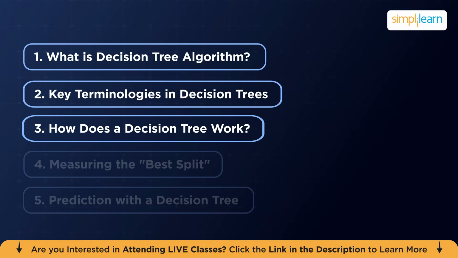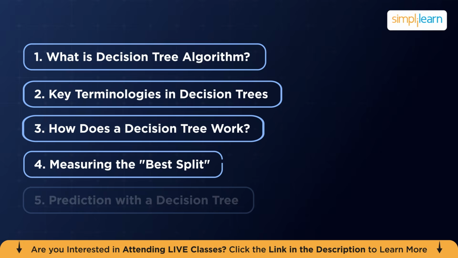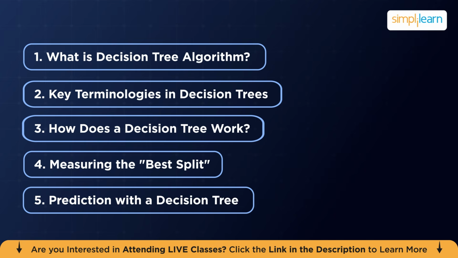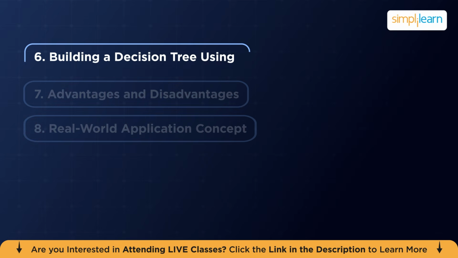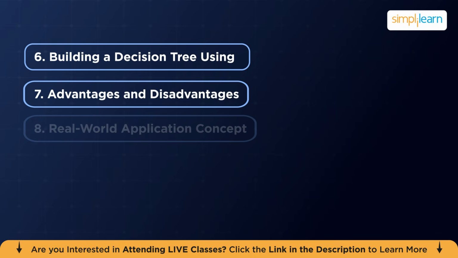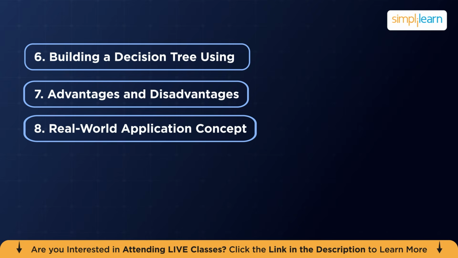We'll then try to work around with how does a decision tree work. We'll do some mathematical calculations. How do we find out the decision tree is created using the best split method of information gain? Then how is the prediction achieved through decision trees? Then we'll build up a decision tree with a sample example. Then we'll talk about some advantages and disadvantages and real world applications where decision tree concept is used.